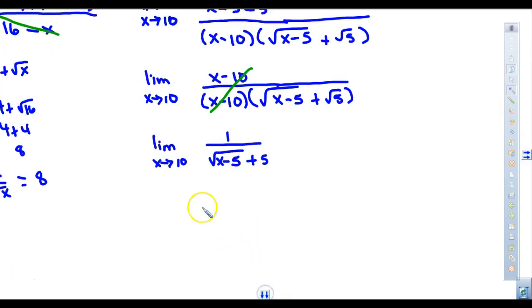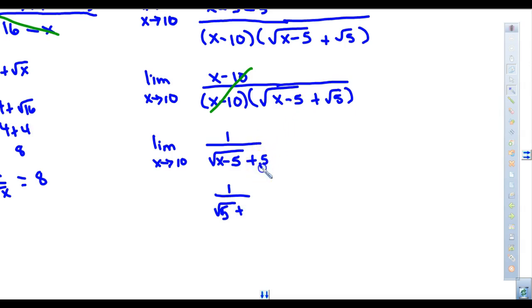Okay? So, now that I have redefined my function, notice I carry my limit symbol all the way down with me until I have redefined my function. And now I'm going to do direct sub again. So I'm going to put that 10 in the place of x. So that's going to be 10 minus 5 is 5.